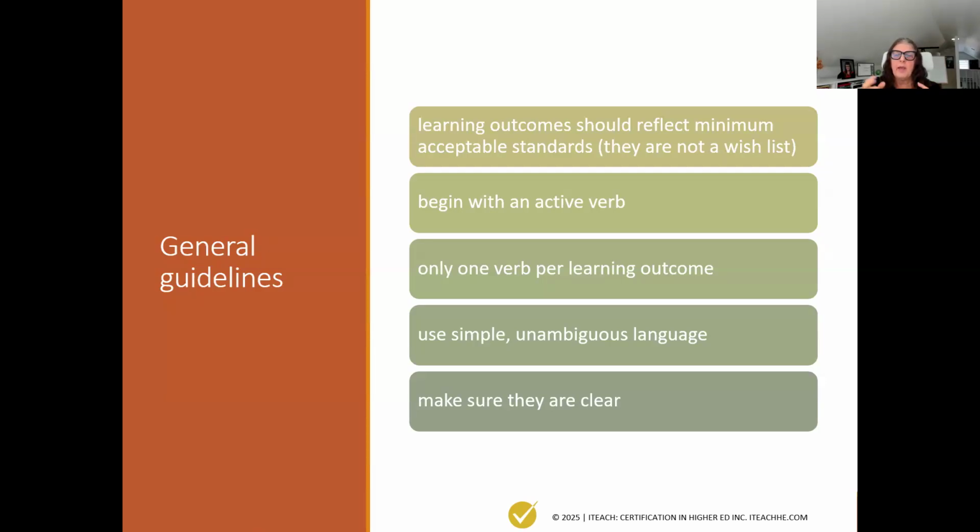You have to have that active verb in there. It doesn't have to be at the beginning, but that active verb has to be there. Only one verb per learning outcome. Sometimes people start to get into compounds, like you're going to do this and you're going to do that. Keep them separate, right? Don't put any ands, don't put any compounds in there, just put one active verb so it's very clear. Use simple language, because this is really for students.